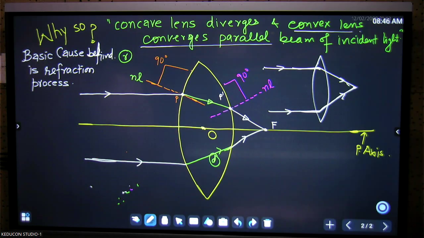Now on the same lens, can you please draw yourself the ray diagram of divergence in case of a biconcave lens? Please try yourself. Shabash. If you are confident and learn the things, you can really do it. Shabash. The only basic thing you have to keep in mind. What is that? The refraction process.